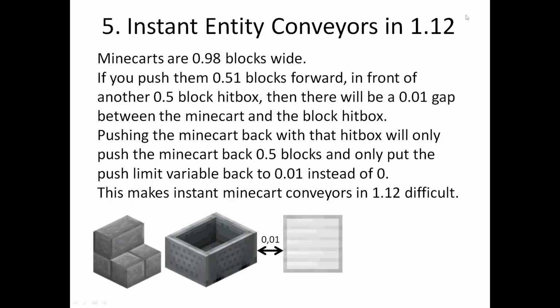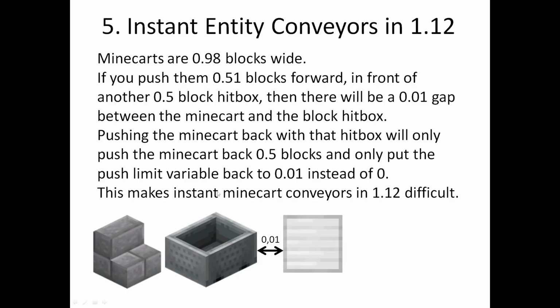In 1.12 it is very difficult to make instant entity conveyors for minecarts because minecarts are 0.98 blocks wide, and if you use some block 36 to push them 0.51 blocks forward and then have a block right in front of them, then there will be a 0.01 block gap between the minecart and the block which is pushing them backwards again. So if you then use this block to push them backwards, then they will actually not be pushed 0.51 blocks backward, but only 0.5 blocks backwards, and the push limit variable does not get reset to 0, it only gets reset to 0.01. If you then repeat this whole process, then the push limit variable will be at 0.02, and it will increase more and more, and eventually the minecart gets stuck because it cannot be pushed far enough anymore to actually be in front of hitboxes which push it forward.